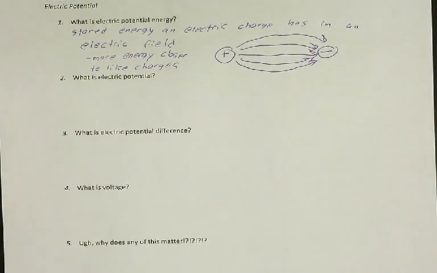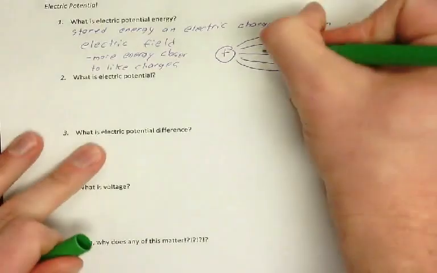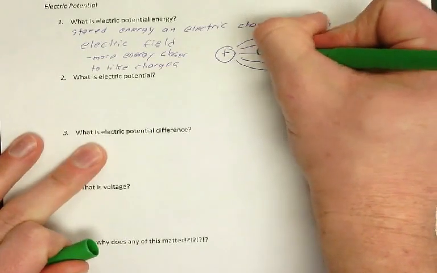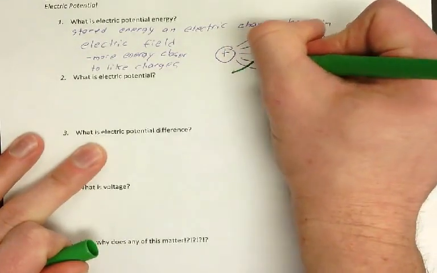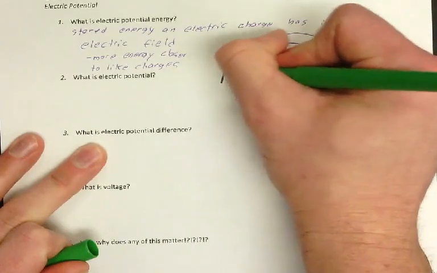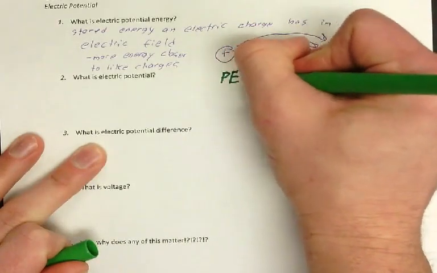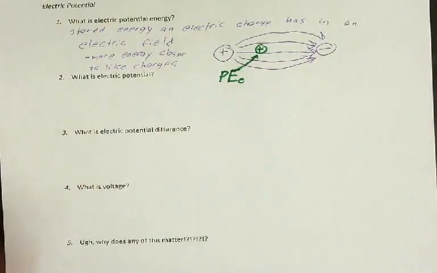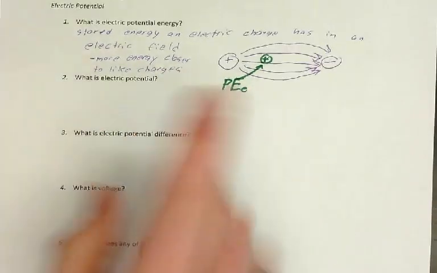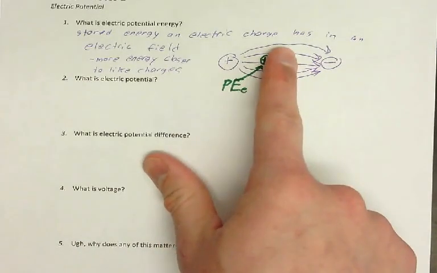So if I put a charge in this field, how much energy it has is the electric potential energy, and it's P little e. Okay, so number one, electric potential energy is stored energy a charge has.